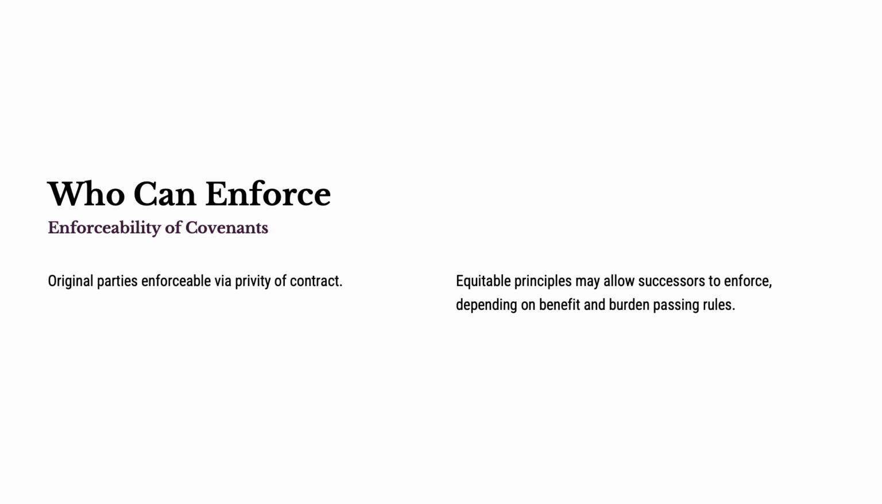Now, what happens when the land changes hands? If A sells the servient land to C, can B still enforce the covenant against C? If B sells the dominant land to D, can D enforce the covenant against A or against C? These questions involve whether the burden of the covenant runs with the servient land to bind successors, and whether the benefit runs with the dominant land to entitle successors to enforce. So the answer depends on whether we are looking at common law rules or equitable rules, whether the covenant is positive or restrictive, and whether various technical requirements are satisfied.